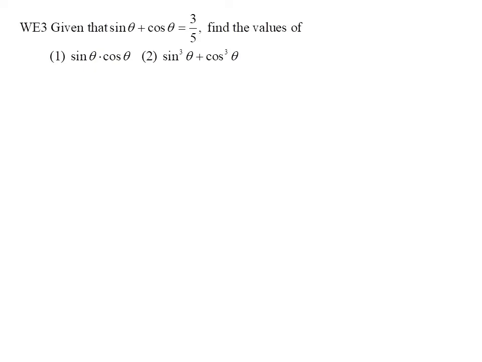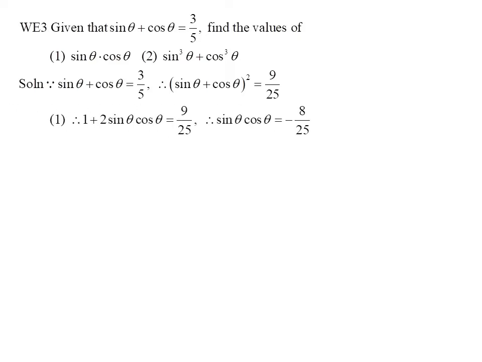Based on the relation provided in example 3, sin theta plus cosine theta equals 3 over 5. The question in this example is to evaluate two trigonometry expressions. Since sin theta plus cosine theta equals 3 over 5, both sides of the equation are squared. Hence, as for the first question, 1 plus 2 sin theta cosine theta equals 9 over 25. So sin theta cosine theta equals negative 8 over 25.